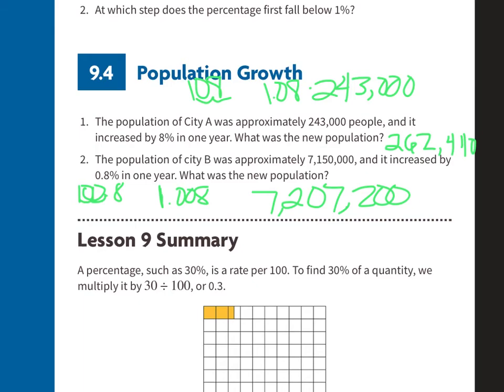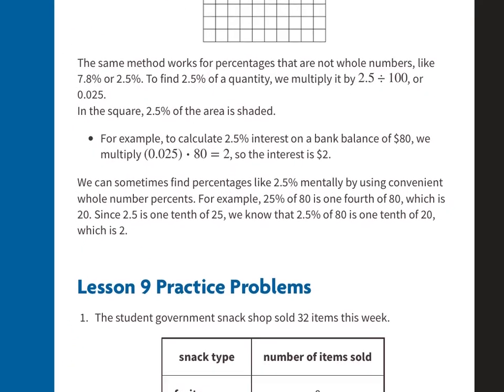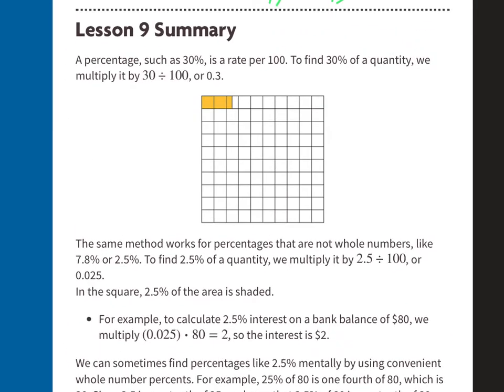All right, let's look at the summary. A percentage such as 30% is a rate per 100. To find 30% of a quantity, we multiply by 30 divided by 100, or 0.3. So we turn the percent into a decimal. We move the decimal over 2 spaces, or we divide it by 100. The same method works for percentages that are not whole numbers, like 7.8% or 2.5%. To find 2.5% of a quantity, we go 2.5 divided by 100, and we get 0.025.